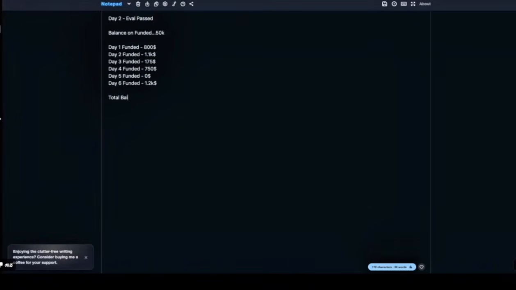Total balance is 800 plus 1.1, 1.9, 1.2. This is 2.1, 3.1, 3.850, 3.950, and 4075. No idea if my math is right, but this is just about what I think it would be.